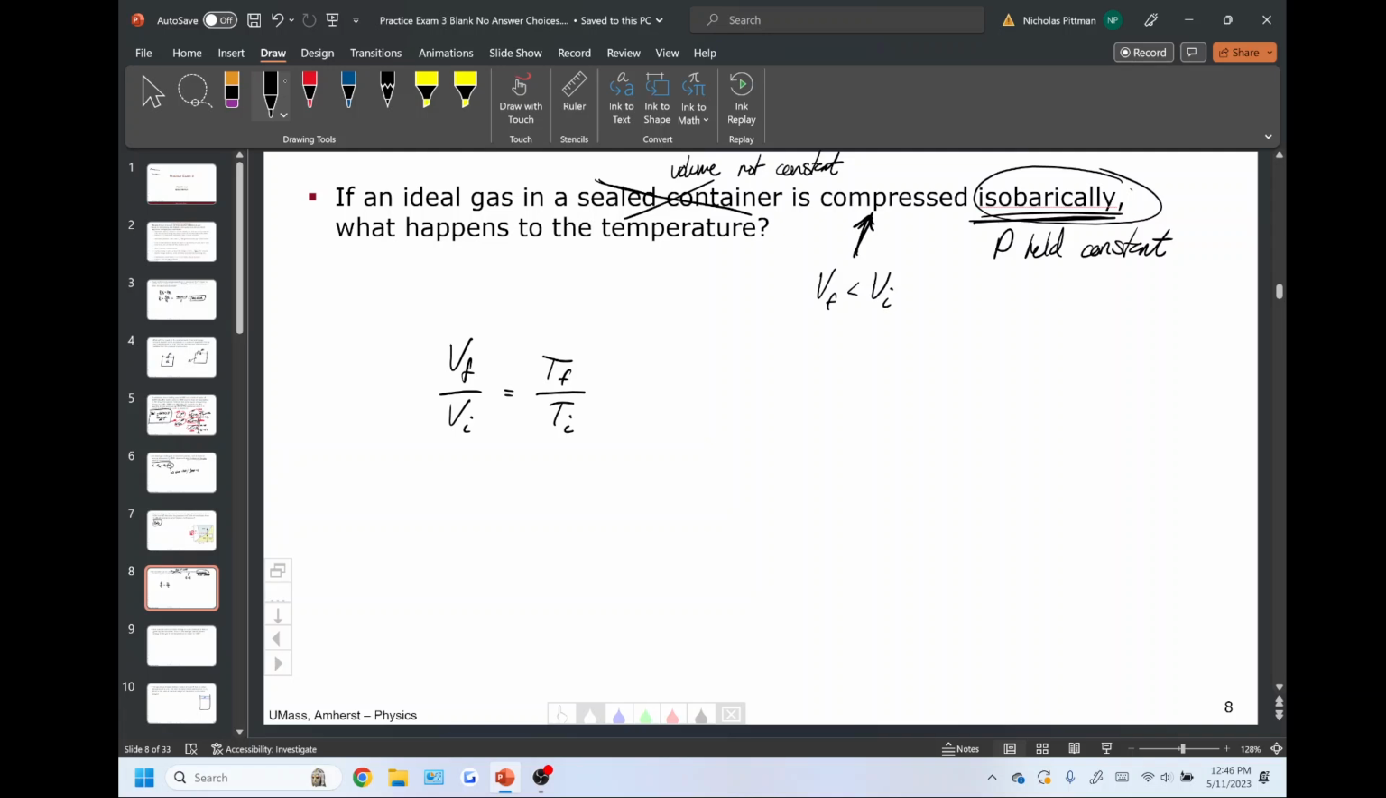Okay, so VF is less than VI, so this number is less than 1. We'll call it like 0.5, as a typical number you might actually get out if you were given the values. So this tells me if I multiply Ti over to the other side, that Tf is 0.5 Ti. So the temperature has gone down by a factor of 2 in Kelvin. Okay, so temp in Kelvin is halved.